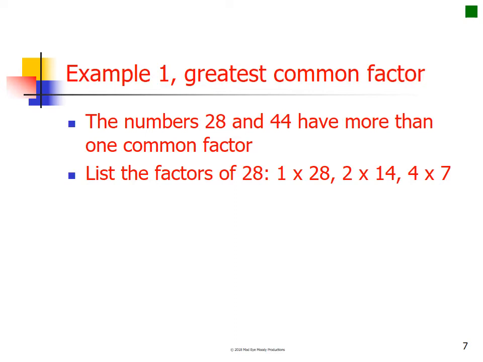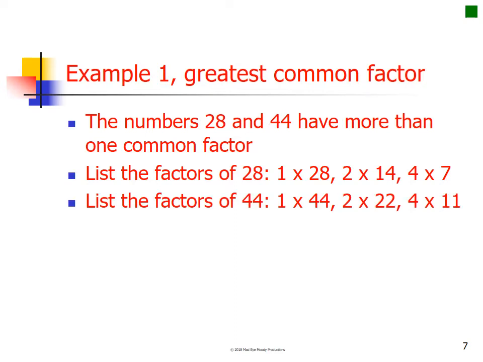Once I hit a number that I'm then repeating, I don't need to go on. So I don't need to ask 8 times what or 9 times what, because I've already gotten to the repeating number. Now we have the factors of 44. So 1 times what? That's 44. 2 times what? That's 22. 3 times what? Well, nothing. 3 does not go in evenly. You can't evenly divide 44 by 3, so there's no factors there.